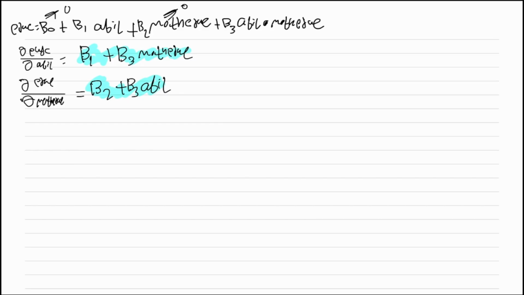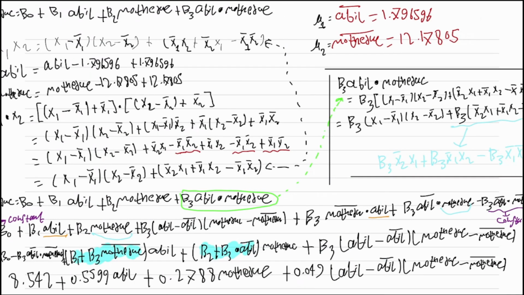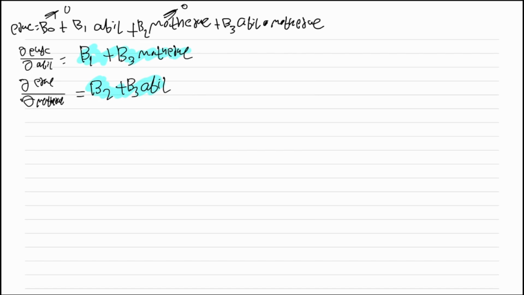And maybe you wonder why I have these in blue, because after redoing all these steps, we will have these, as you can see, in the last line here. So we will have them here. And in the average partial effect, we just substitute the ability with its average and mother education with its average here, and we will get the average partial effect.